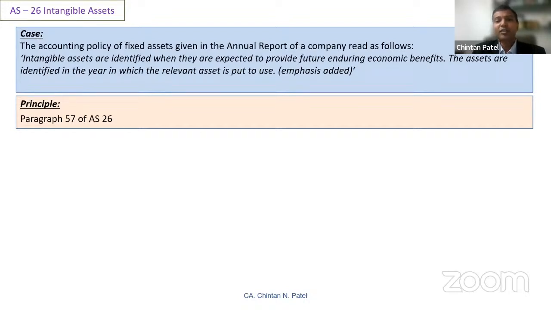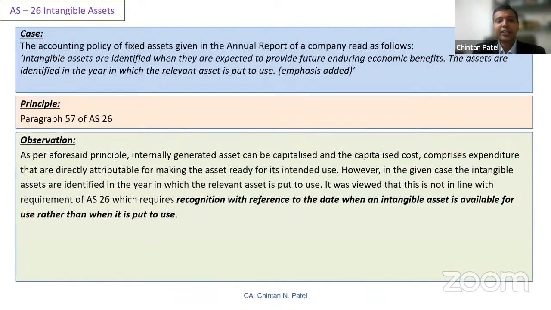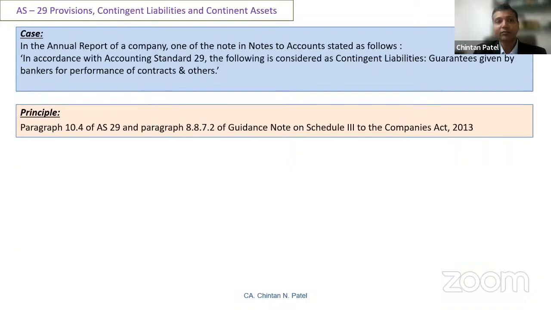The next point is again on the same thing: the recognition of intangible assets is very important, and put to use is not a correct term. The intangible asset shall be amortized from the date when it is available for use. Available for use is the term used for the start of amortization. Put to use is not a correct term for the purpose of compliance with AS 26.